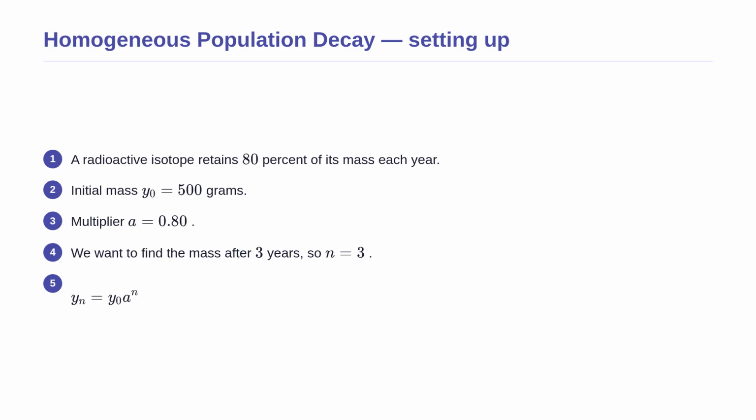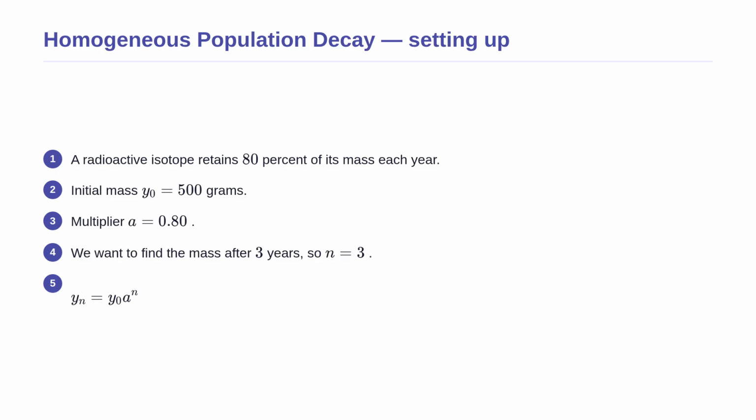Before we move on, let us see this formula in action with a concrete example. Suppose we have a radioactive isotope that decays over time such that only 80% of its mass remains each year. We start with an initial mass of 500 grams and we want to find out how much is left after exactly 3 years. First, we identify our given values. Our initial value, y sub 0, is 500. Our multiplier a is 0.80, representing the 80% that survives.